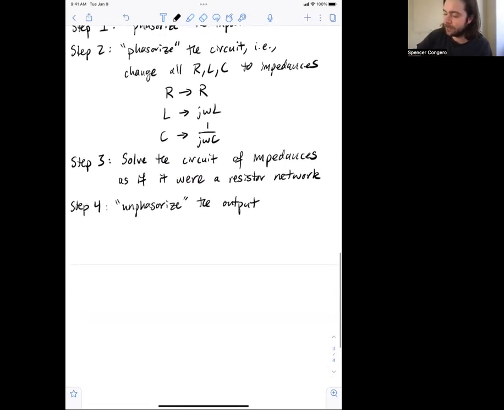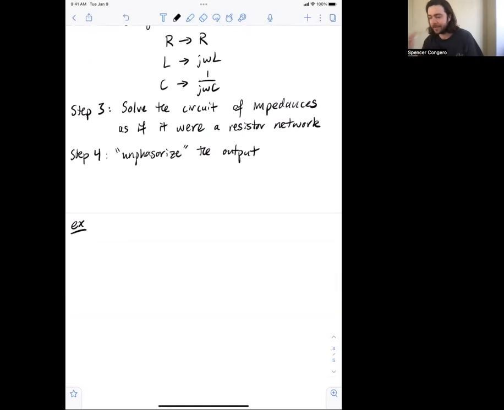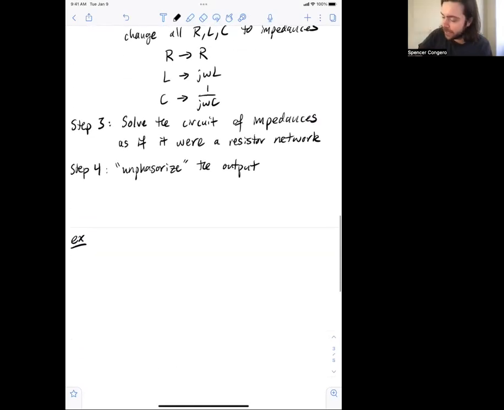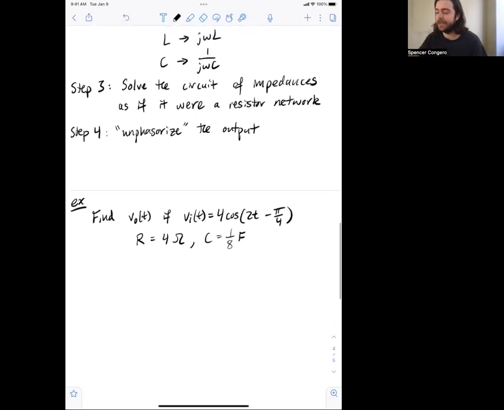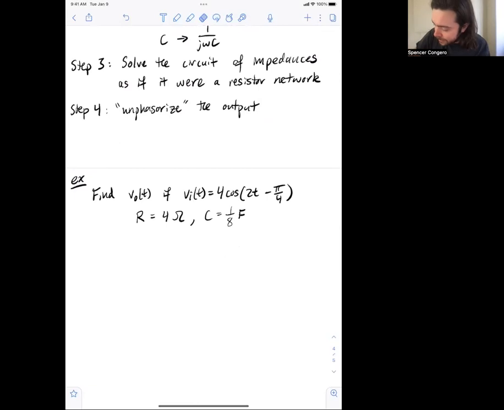So now let's do an example, which I'm sure will look familiar. We're going to follow these steps. We want to find the output voltage if the input voltage is 4 cosine of 2t minus pi over 4. And I'm going to draw the circuit in a second. There's going to be a resistor, which I'm going to have be 4 ohms. There's going to be a capacitor, which I'm going to have be 1/8 of a farad. And what does the circuit look like?